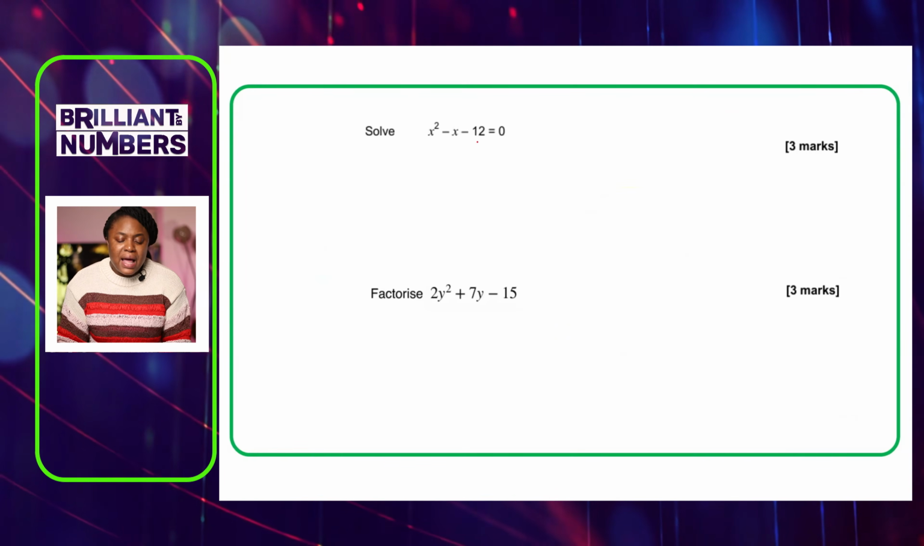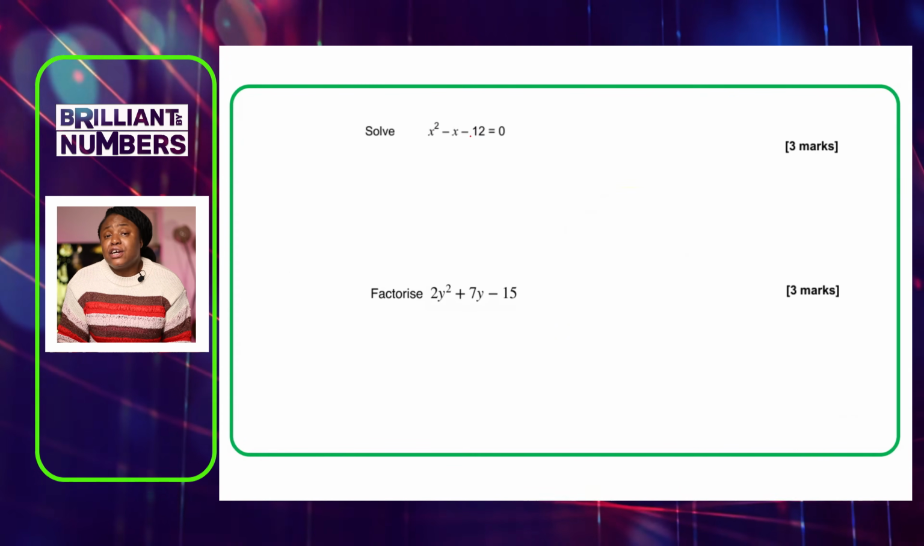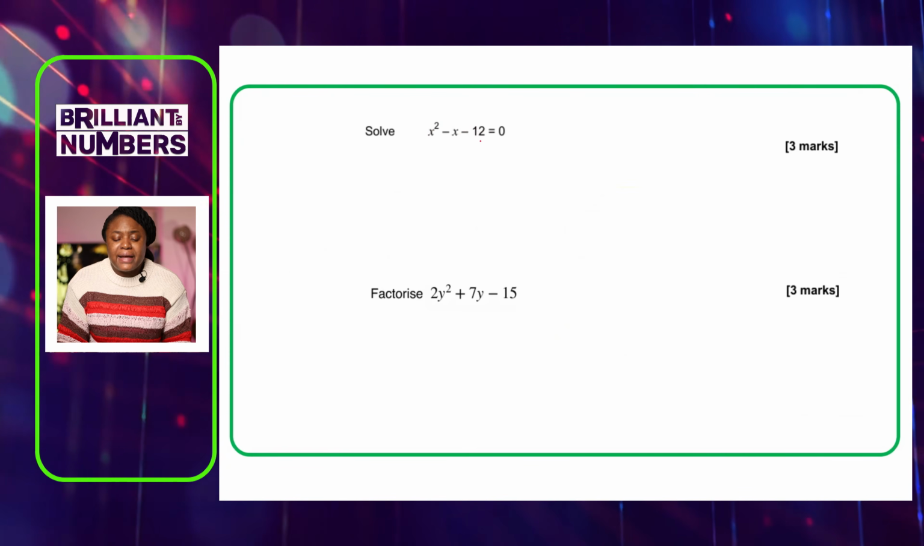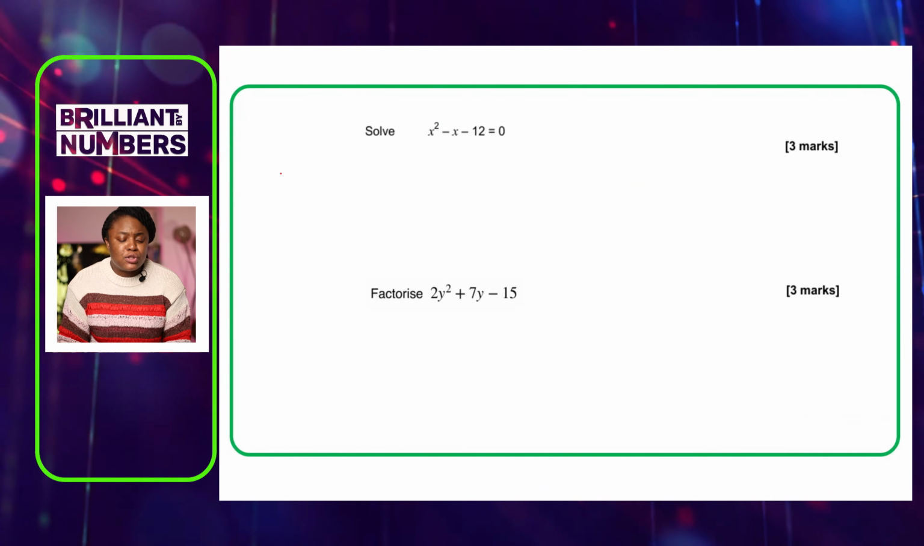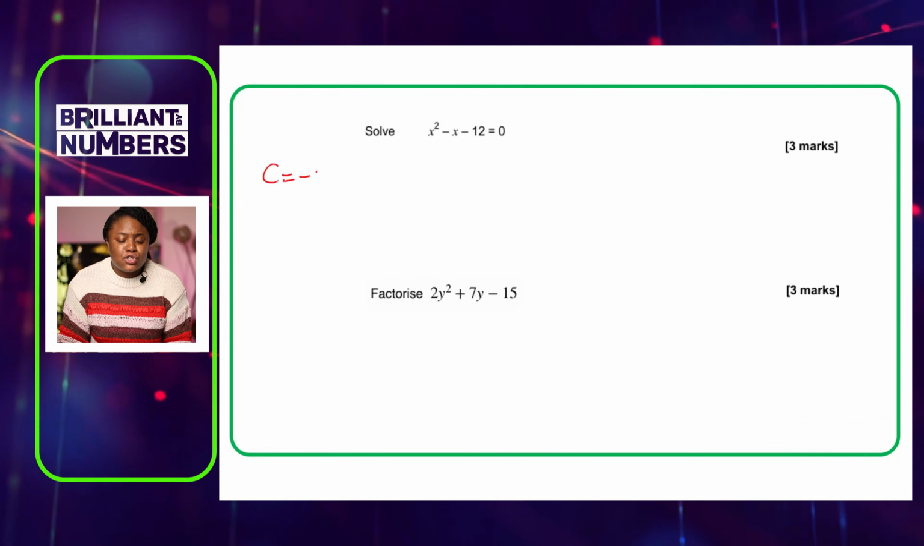Also, I do have factorization of quadratics on the channel, so you can go ahead and do some more practice on this if you're not good at factorization. So first of all, I'm looking at my c term. When the coefficient is 1, I can just focus on my c term. So c is equal to minus 12.